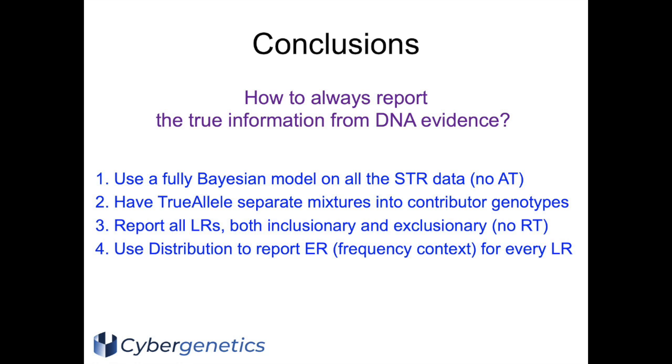Why can you do it with confidence? Because of step 4. You can use the distribution function that you have to report error rates, giving a frequency context for every likelihood ratio that is making it from the software into your report and into your testimony, explaining that low match statistics have a higher error rate, putting a number to it, and higher match statistics have a lower error rate. And you're not overstating anything. If you want to report a very low match statistic, give an error rate. And the courts are fine with that. The juries are fine with that.